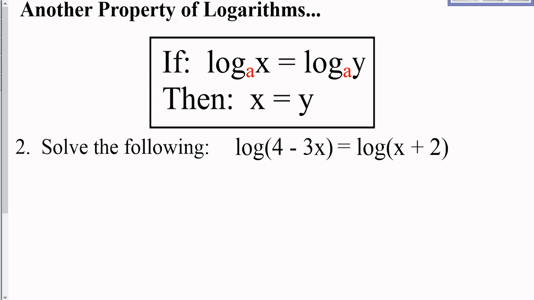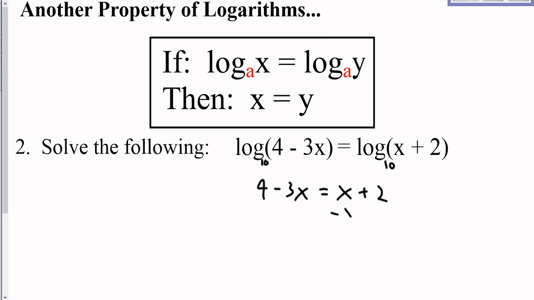Another property here is if we have log base a of x equals log base a of y, well, then x has to equal y. So we can just get rid of our logarithms altogether. Remember, if it's not written, we assume that these are base 10 logarithms. So they're both the same base 10, so we just can say that 4 minus 3x is equal to x plus 2 and solve this out.